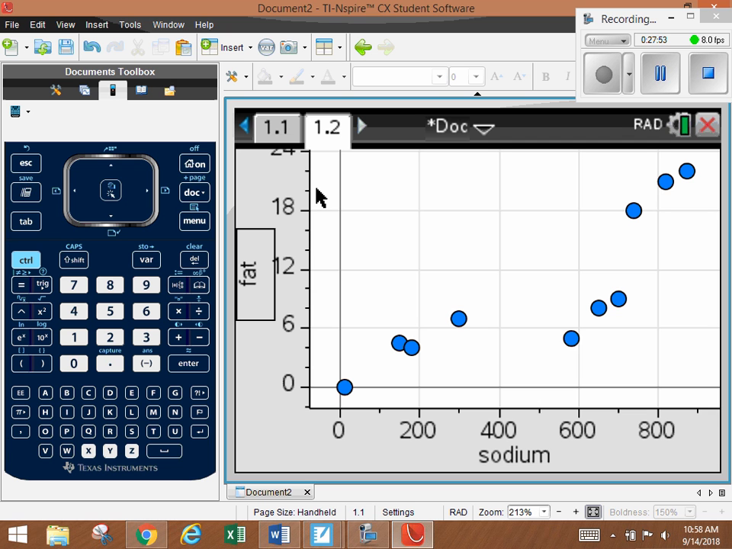Alright. Let's talk about this one, because this one's very interesting. It looks like there are 3 clusters, right?